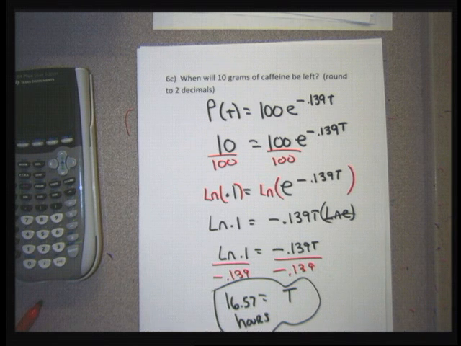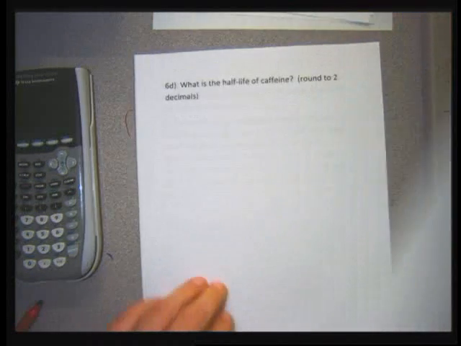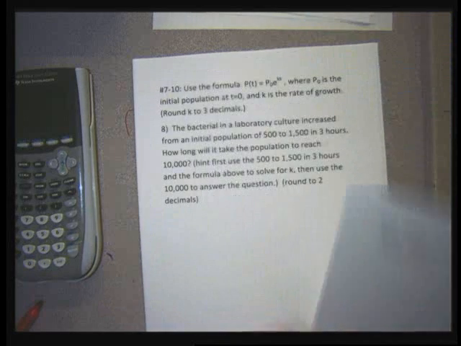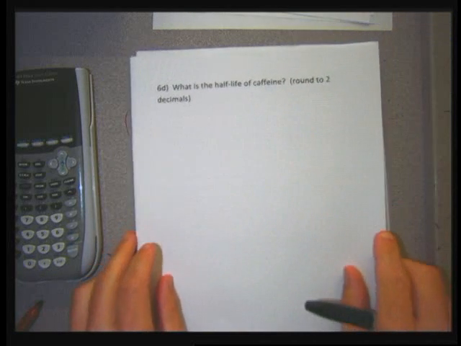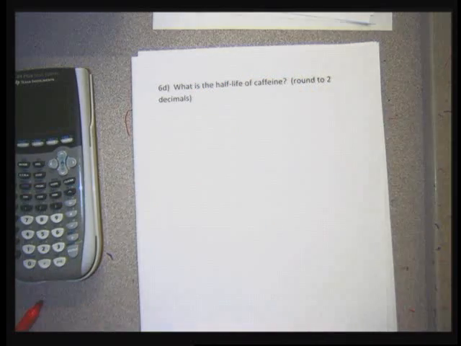I think you do half-lives in chemistry, and you might do them a little bit different because they get into moles and insanely difficult stuff, but this is somehow related to that, but in a way easier form of that. 6D says, what's the half-life of caffeine? Half-life is the amount of time it takes to lose half the initial quantity. So for this particular problem, because my beginning amount is 100 grams, I want to find how long it takes to get down to half of 100 grams or 50 grams.